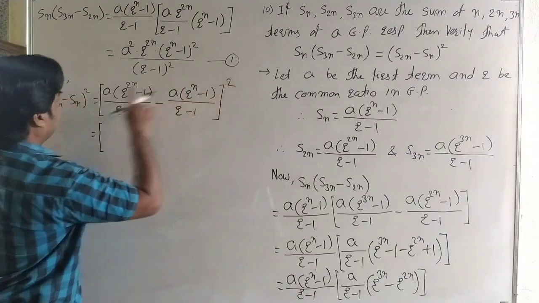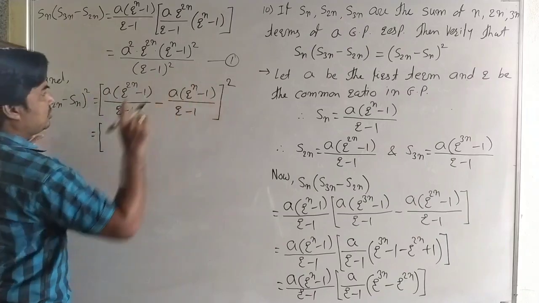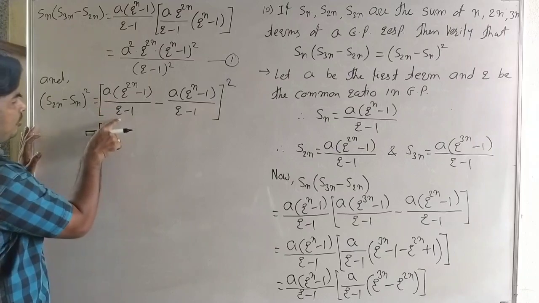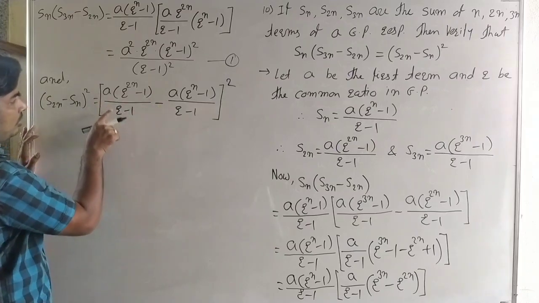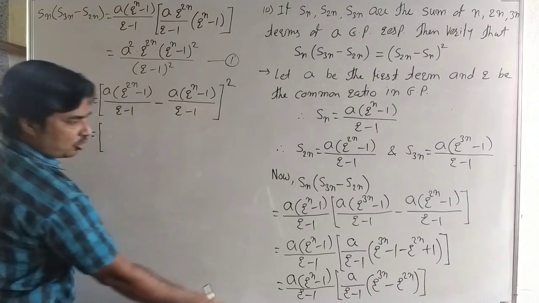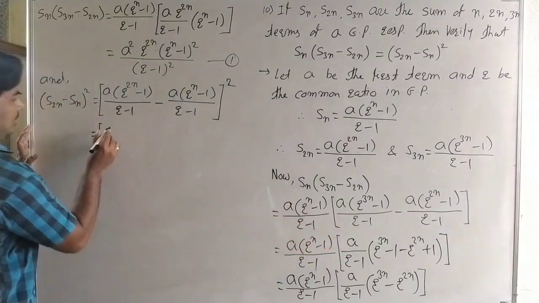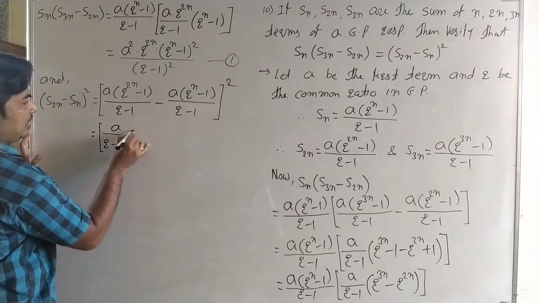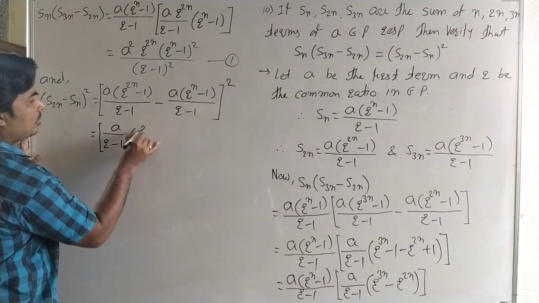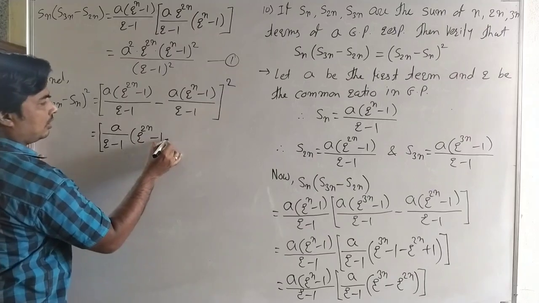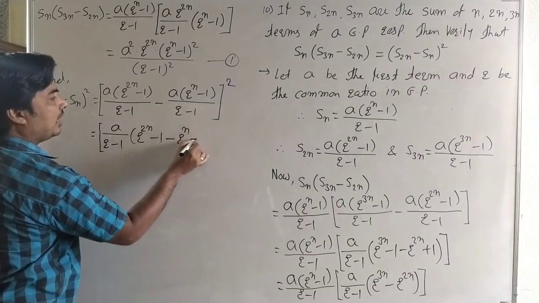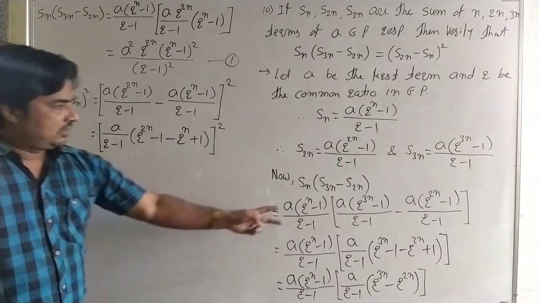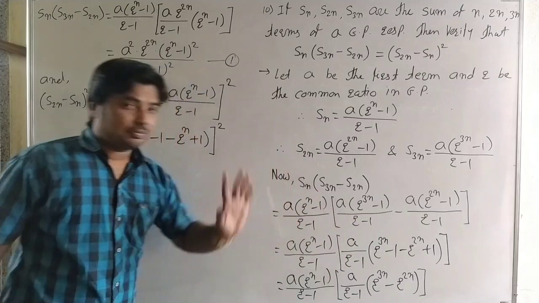Now it is a whole square, so we can write this as a whole square. Here we take a upon r minus 1 common, like this. So it is a upon r minus 1, then in brackets r to the power 2n minus 1 minus r to the power n plus 1, whole square. Same calculation as this.